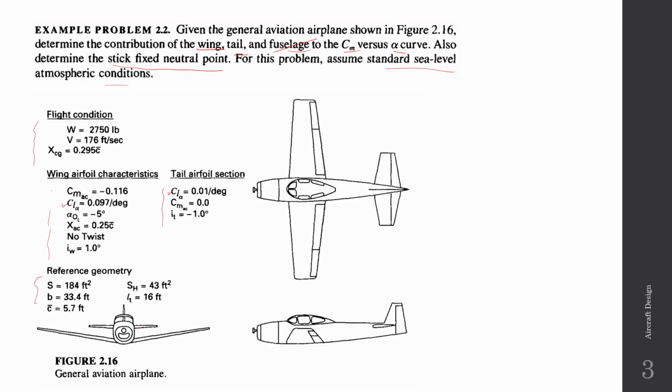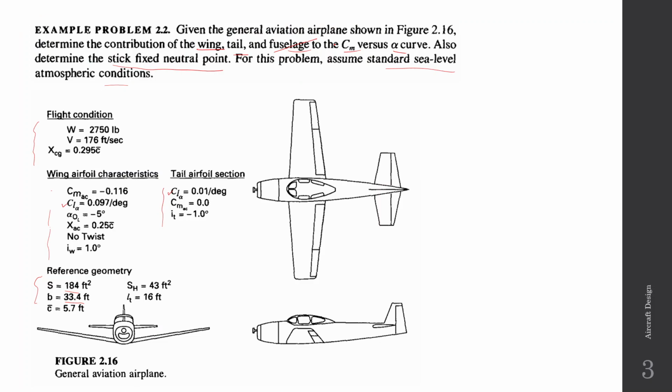For that, let me first write wing. For the wing, we'll first find out the aspect ratio. Aspect ratio is equal to b square by S, and this is for the wing. For the wing, your b is 33.4 and S is 184. So this will be 33.4 square by 184, and this comes out to 6.06.